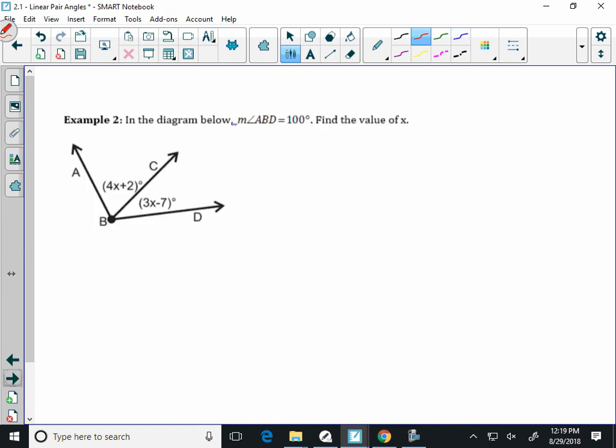Okay. Let's apply this to a problem. So in the diagram below, the measure of angle ADB equals 100 degrees. Find the value of x. You don't have to do this every time, but just for the purpose of what we're doing on the back. And you might do it every time to help you out. But let's write those equations just like we did in example 1.